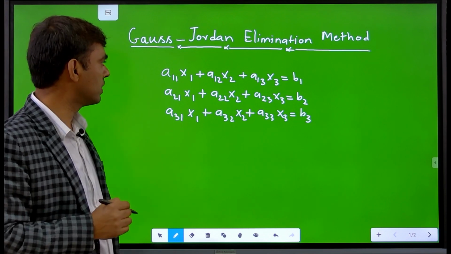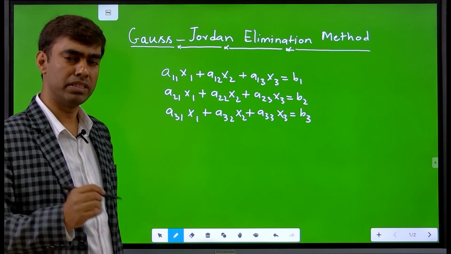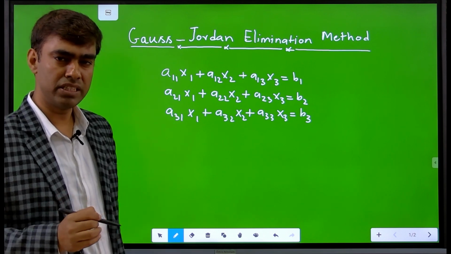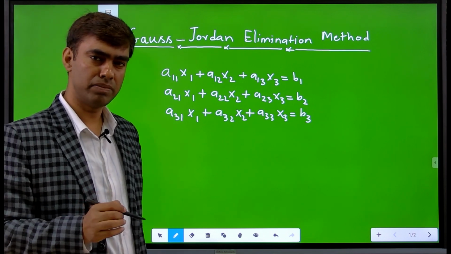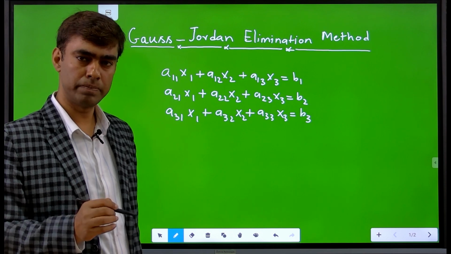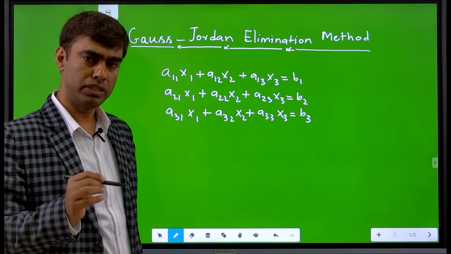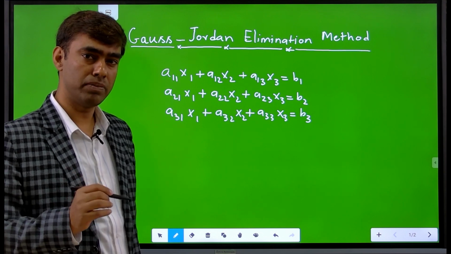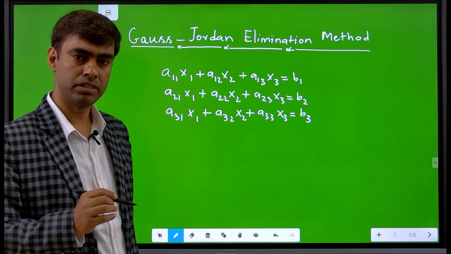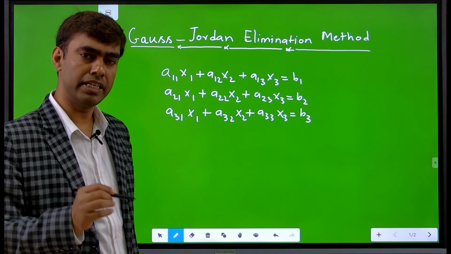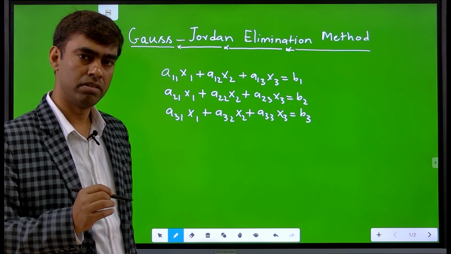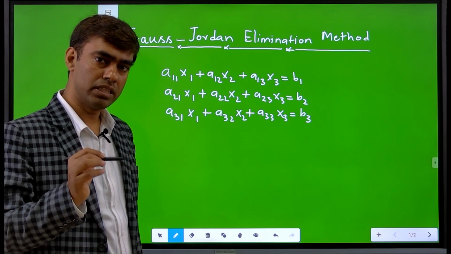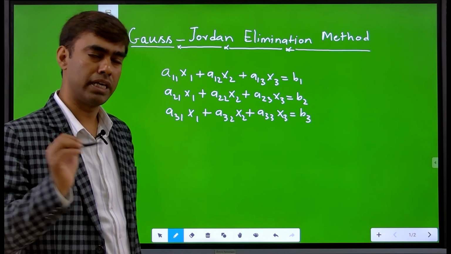Now we try to solve this system of linear equations with the help of the Gauss-Jordan method. So what's happening in the Gauss-Jordan method? We convert the coefficient matrix A into a diagonal matrix, while in the Gauss elimination method, we convert the coefficient matrix A into a triangular matrix. But here we convert the coefficient matrix into a diagonal matrix.